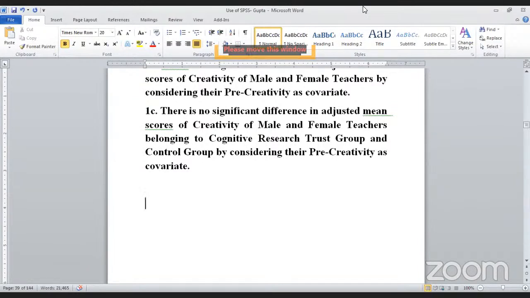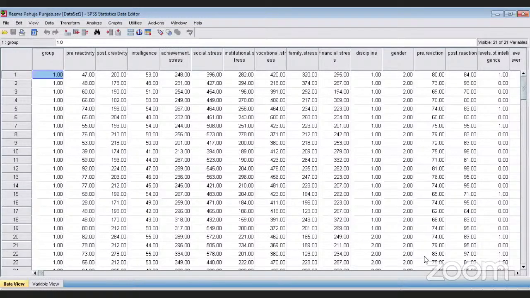And then, so let me go to my SPSS. So here I have my data. You can see here, this is the group. And in here, group means the treatment I have, but I have named it as group. This is pre-creativity. This is post-creativity. And you have the gender also here.